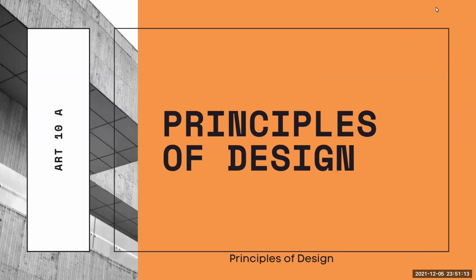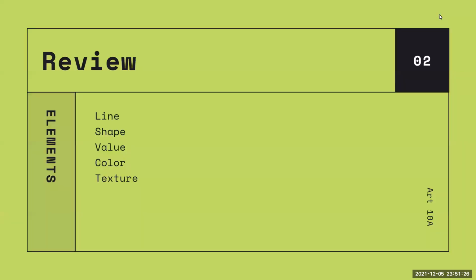Welcome to Unit 7. So for this unit, we'll be focusing on the principles of design. So this unit will be a little bit of what we covered before and then expanding on it, and also some new concepts. So just to review, the elements of design we have been working with are line, shape, value, color, and texture.